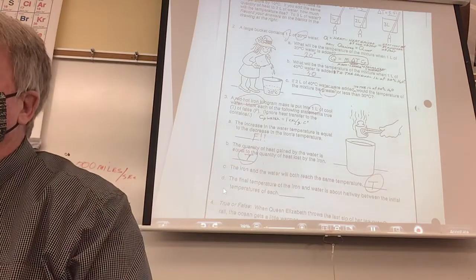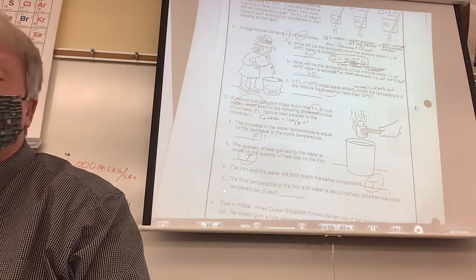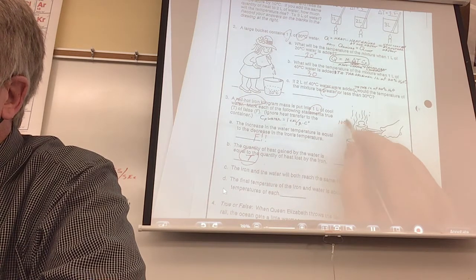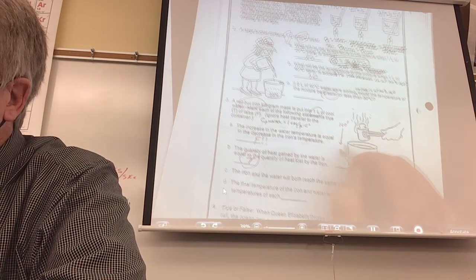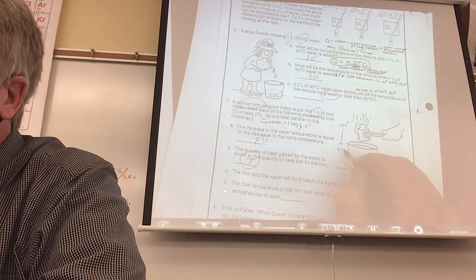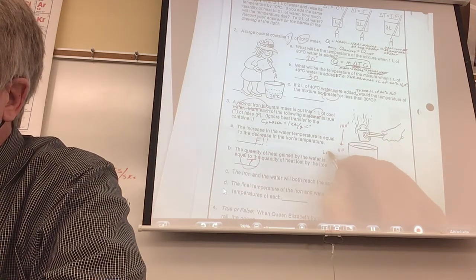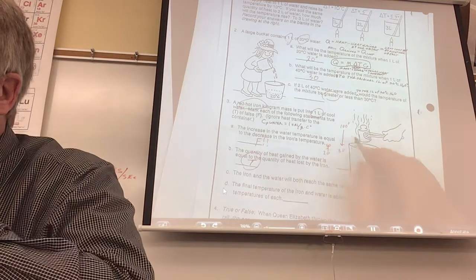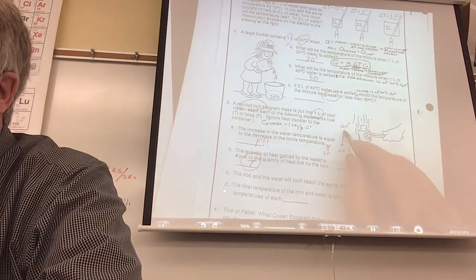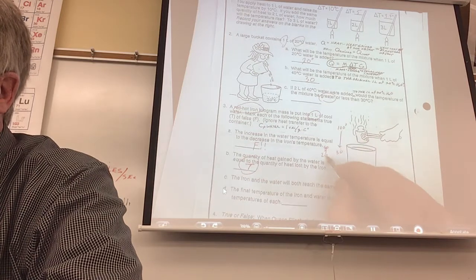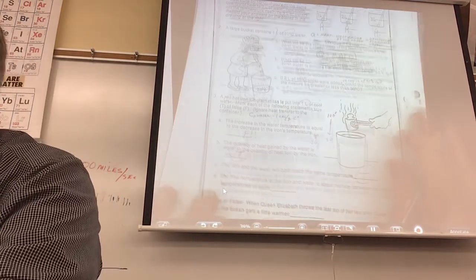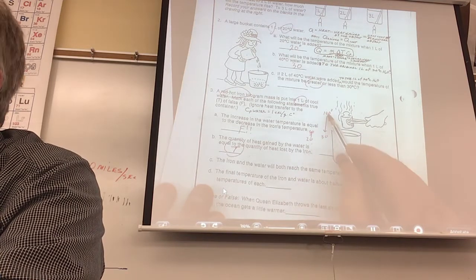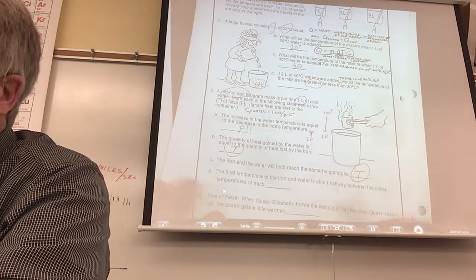And the last one, the final temperature of the iron and water is about halfway between. I don't think so. If you had metal that started at about 100 and got cooled down to, I'll just make up a number, 30, and you had water at 20 that went up to 30, that might happen. This one goes all the way down to 30, this one goes from 20 to 30. Is that halfway between 100 and 20? No, there's no way. So that's a big old false there too.